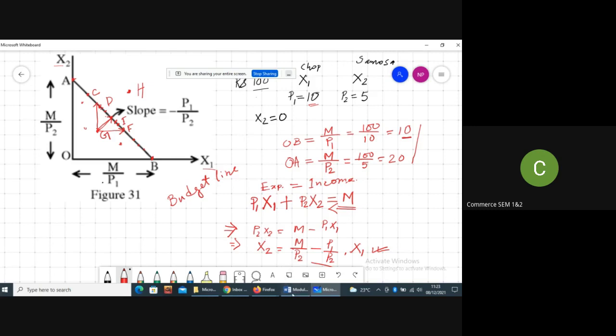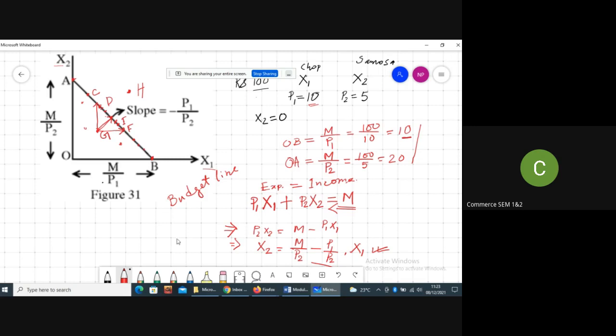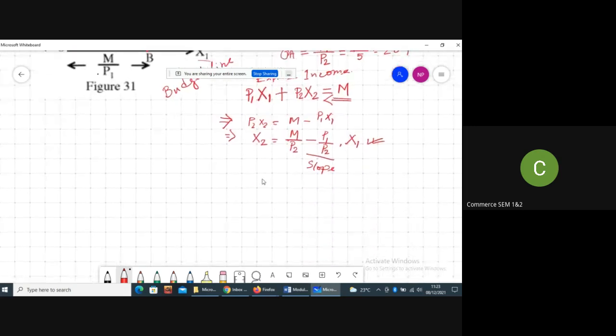Okay, now come to the slope of the budget line. Let me draw another diagram.